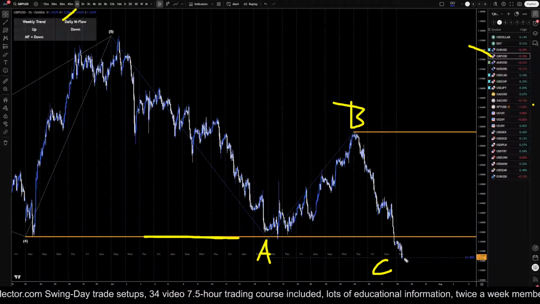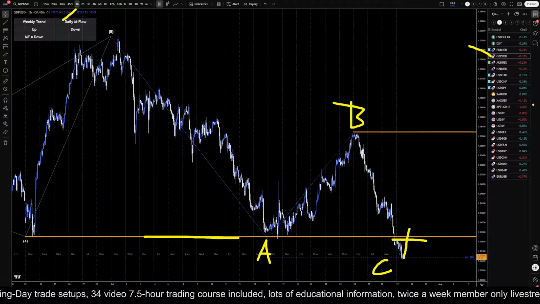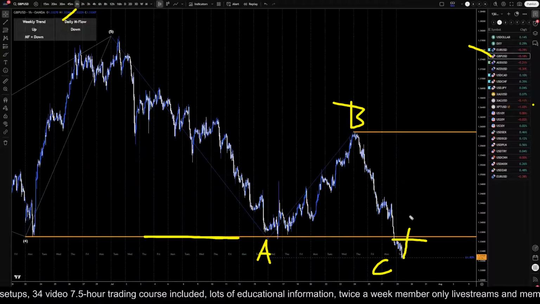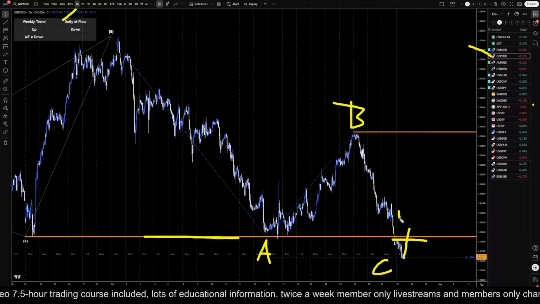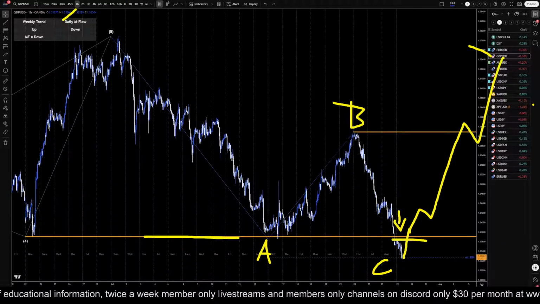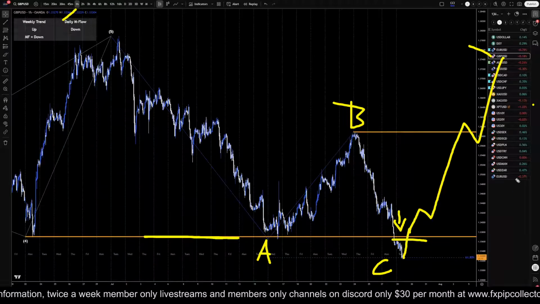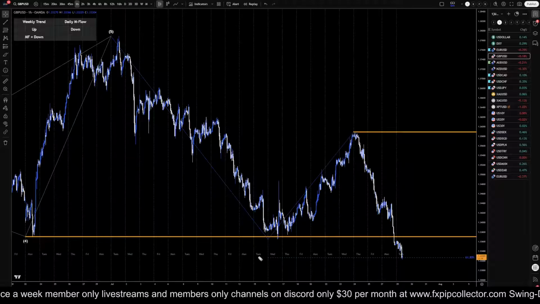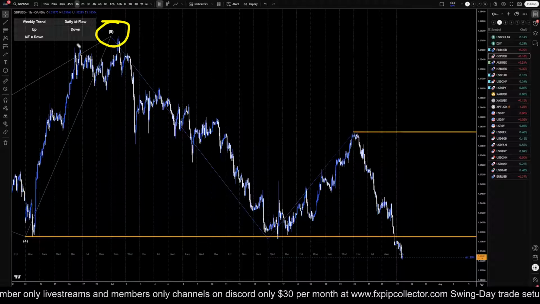So if it rejects this structure, goes up, gives us a big impulsive engulfing move to the upside and a little bit of a break of structure right there, that would tell me this is likely the end of an ABC and it is actually continuing back up like that. Definitely a possibility.